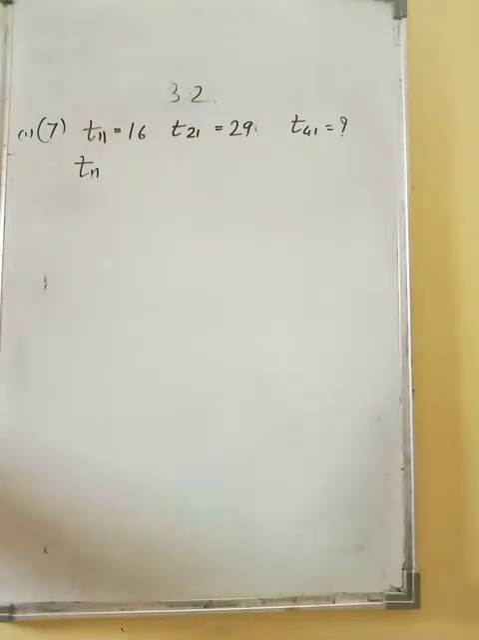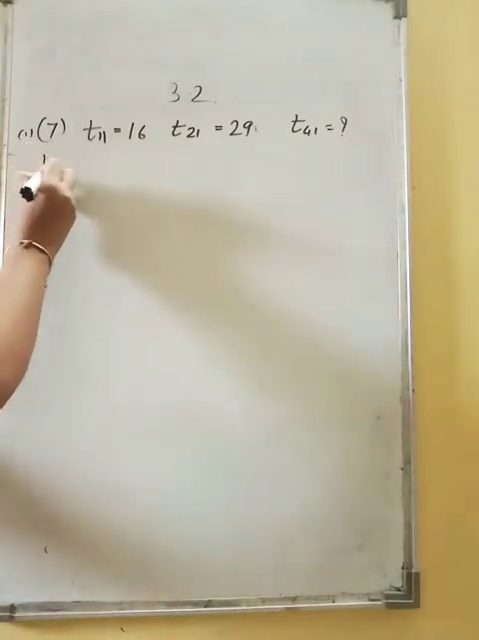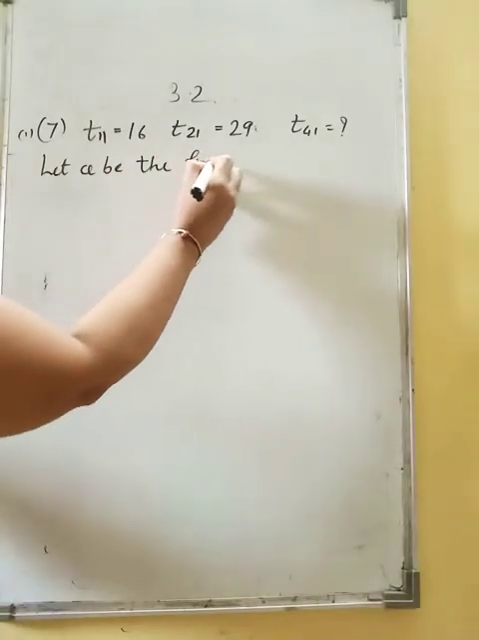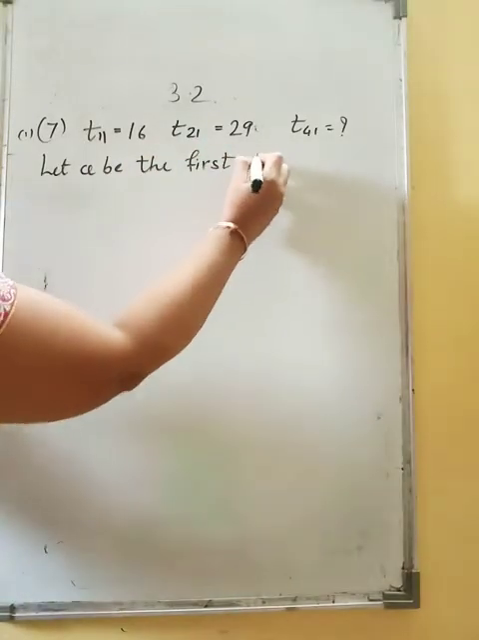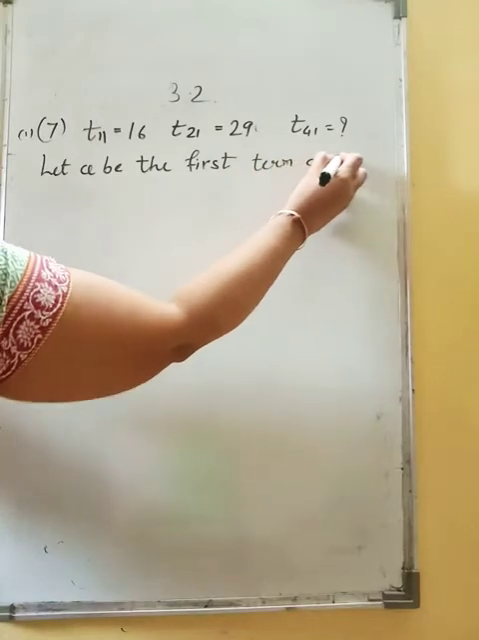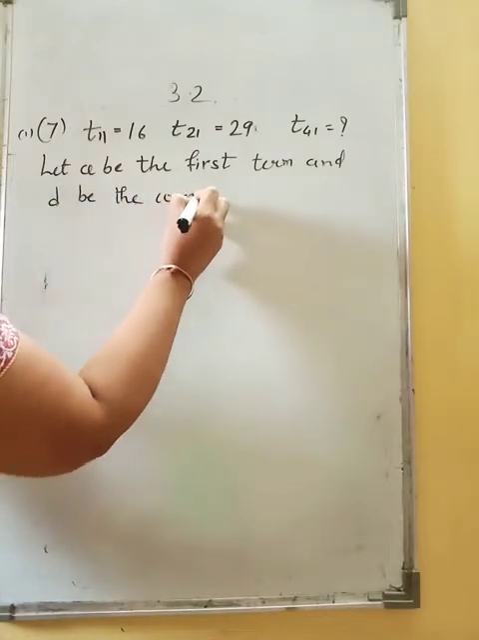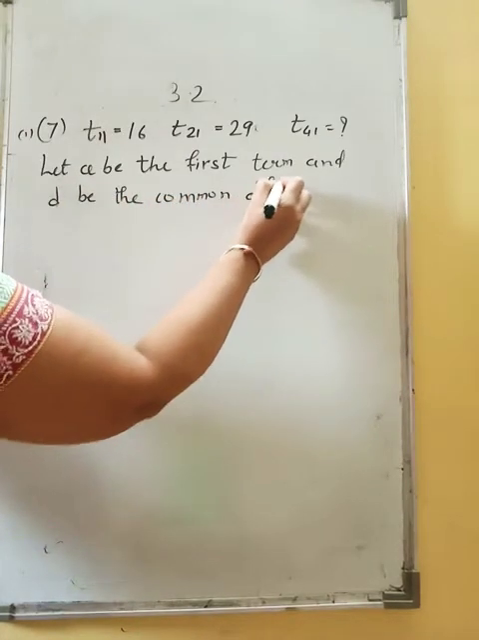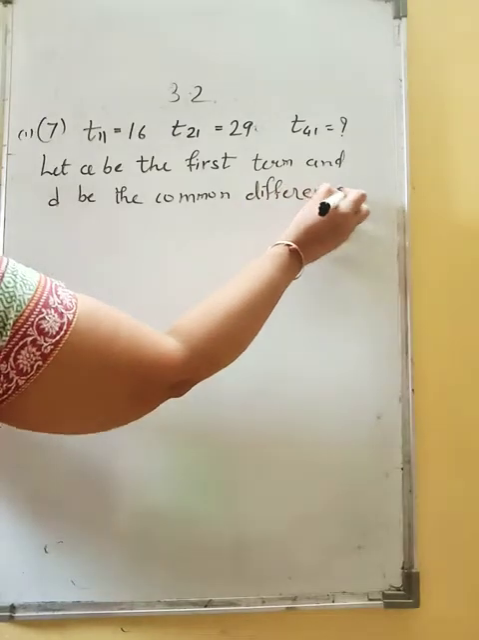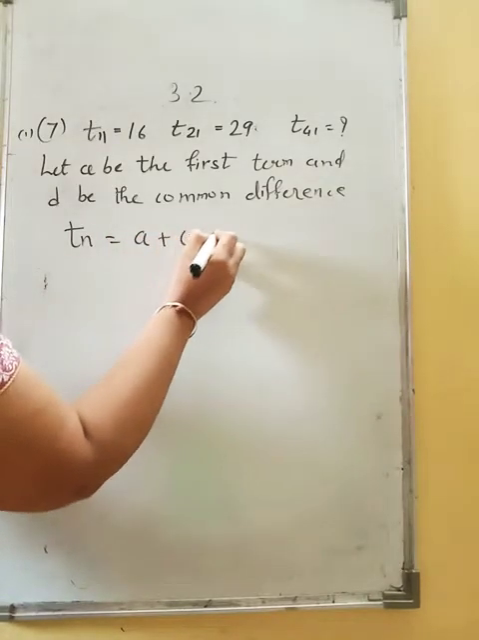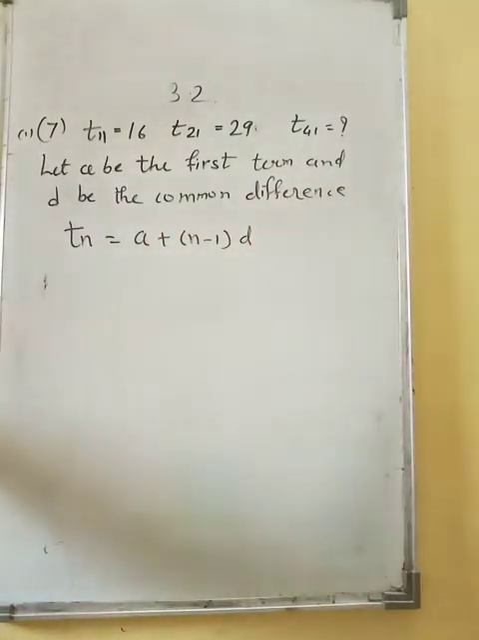So before that, let us say that let A be the first term and D be the common difference. Then we will apply the formula. So we have, let A be the first term and D be the common difference. Once you define what is A and D, then you can write the formula. So you have Tn is equal to A plus n minus 1 into D.